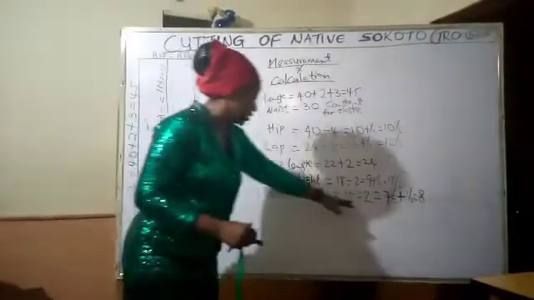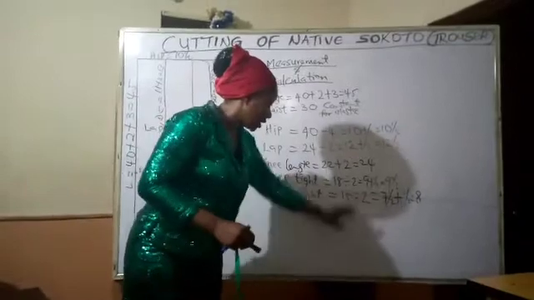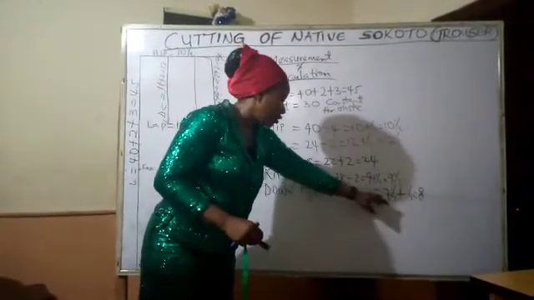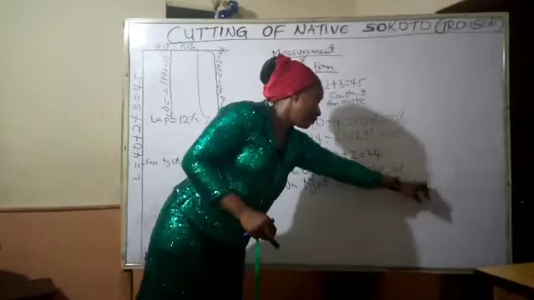As you can see here, 15 is the roundness of the down tight of the customer, divided by 2. That is equal to 7.5 plus half. That is equal to 8.